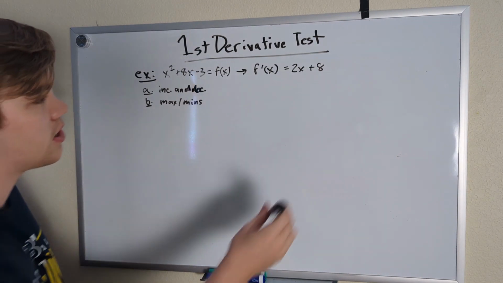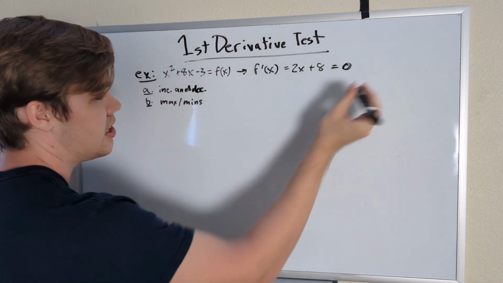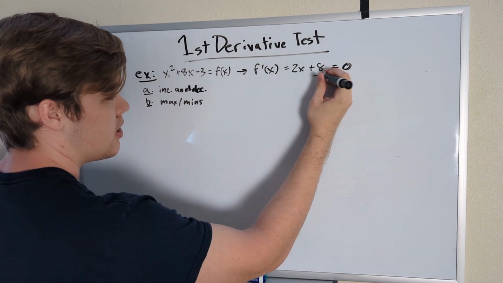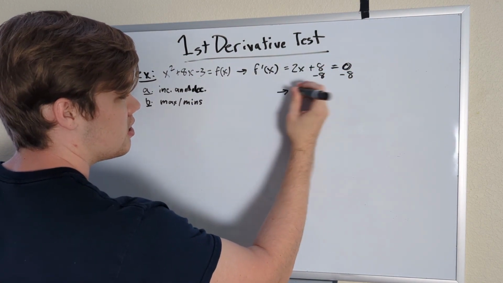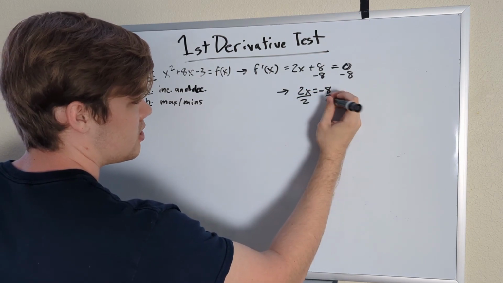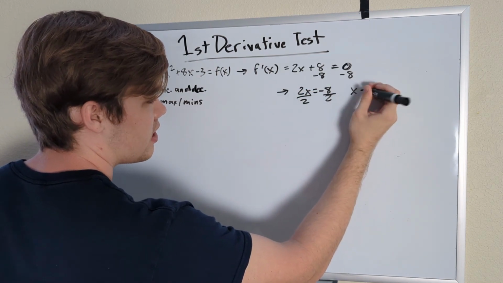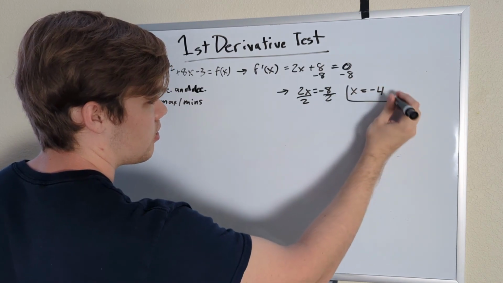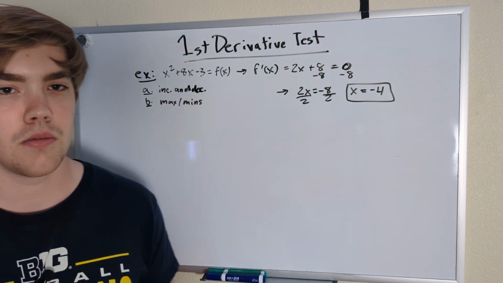Once again, we need to find critical points and figure out where this function equals 0. So in order to do that, we can subtract 8 from both sides. This turns into 2x is equal to -8, and if we divide both sides by 2, we get that x equals -4. And this is our only critical point in this problem, unlike last time where we had 2.